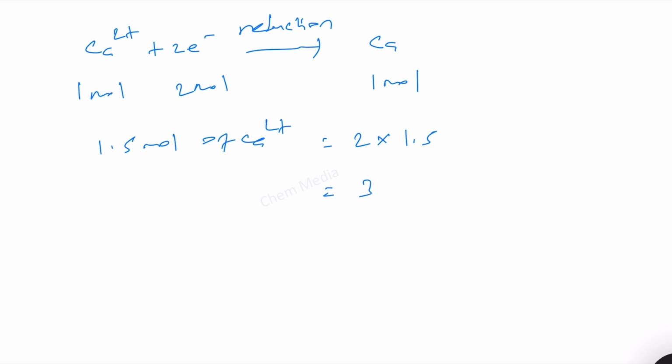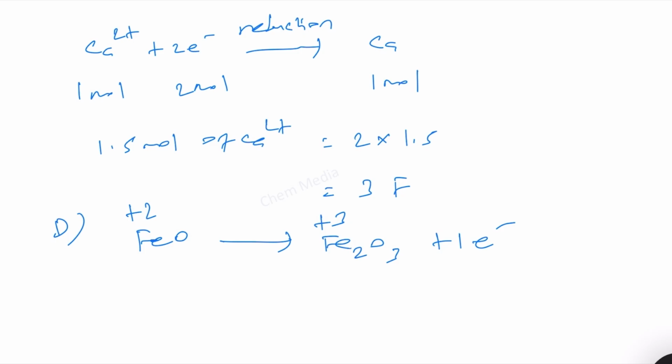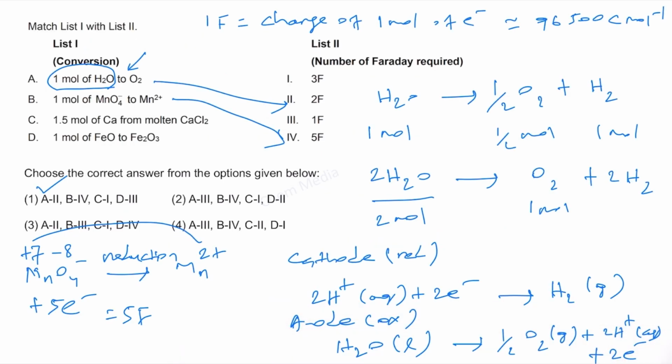That means 3 Faraday. And then in option 4, ferrous oxide is becoming ferric oxide. That is an oxidation reaction, because here it is plus 2, here it is plus 3. That requires only 1 mole of electrons. Therefore, C matches with 1 and D matches with 3. Therefore, the correct choice is option 1 here.